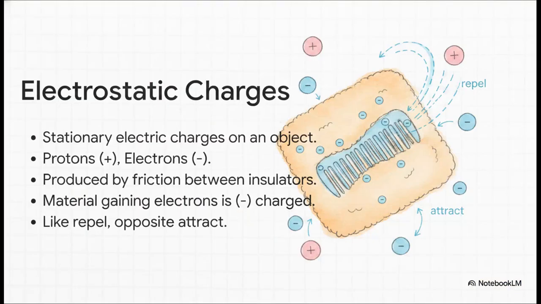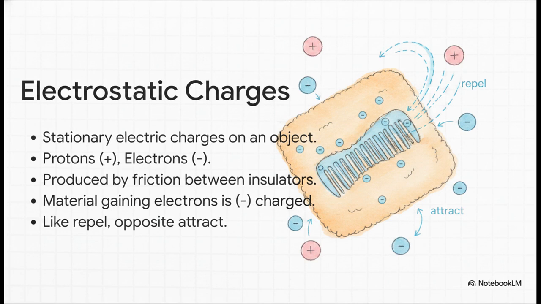So electrostatic charges are simply electric charges that are not moving. They're just stationary. You see, our universe is made of tiny particles, and these particles have charges. The positive charges are called protons, and the negative ones are electrons. When two different insulating materials rub together, like a plastic comb and a wool cloth, for instance, only the negative electrons jump ship. The positive protons stubbornly stay put.